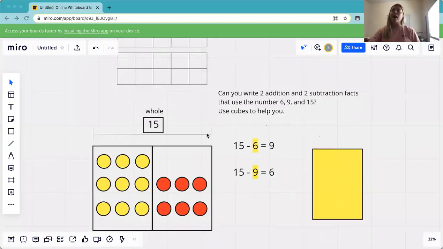So let's think about, how was the subtraction problem the same as the one that we just saw? Take a second and think about that. Yeah, it has the same three numbers. It's just these two numbers are being switched around. The 6 and the 9 are being switched around.